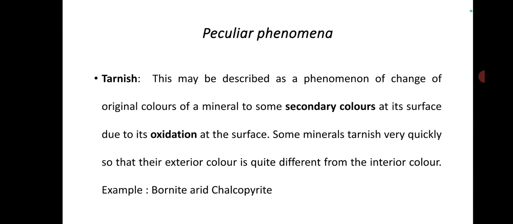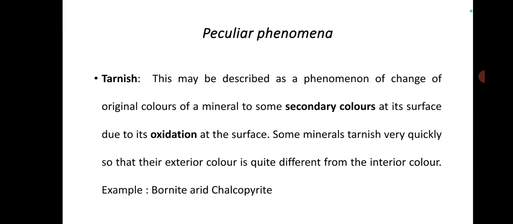Some minerals tarnish very quickly, so that their exterior color is quite different from the interior color, for example bornite and chalcopyrite. These two are examples of minerals which exhibit the phenomenon called tarnish. So these terms, play of colors, change of colors, iridescence and tarnish, are just for you to have an idea. These are the different phenomena exhibited by different minerals.